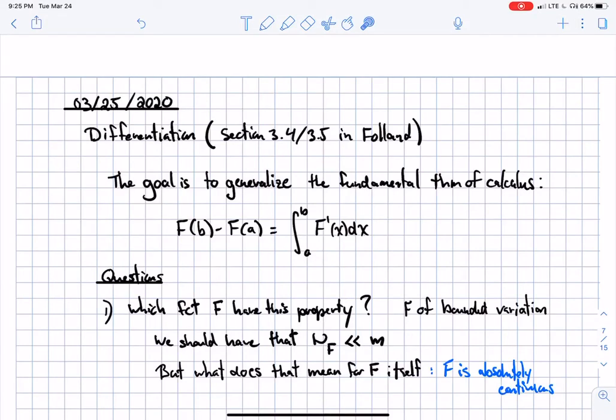Okay, today's lecture is about differentiation in the context of measure theory. So you all know classically what that means. It's the link between the derivative and the integral, which is embodied in the fundamental theorem of calculus.